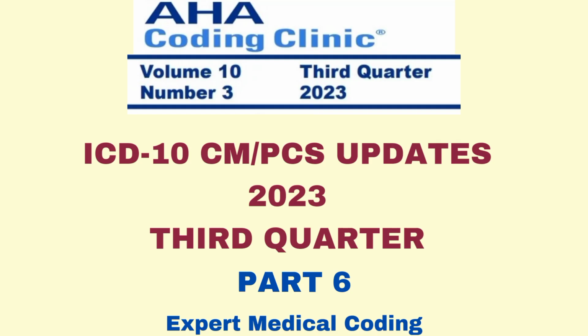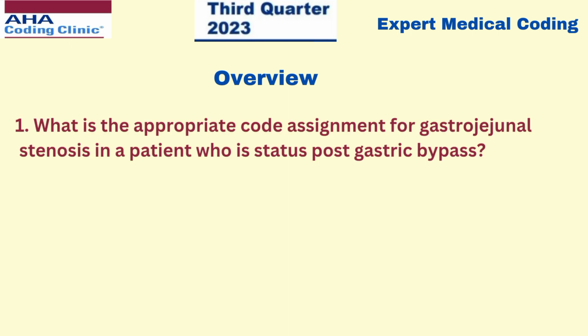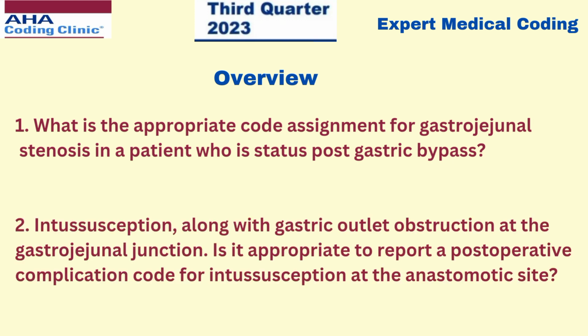In today's video, we are going to learn about ICD-10-CM/PCS updates 2023 third quarter part 6. In this video, we are going to cover two coding clinics. The first one is, what is the appropriate code assignment for gastrojejunal stenosis in a patient who is status post gastric bypass? And the next coding clinic we are going to cover is intussusception along with gastric outlet obstruction at the gastrojejunal junction. Is it appropriate to report a post-operative complication code for intussusception at the anastomotic site?